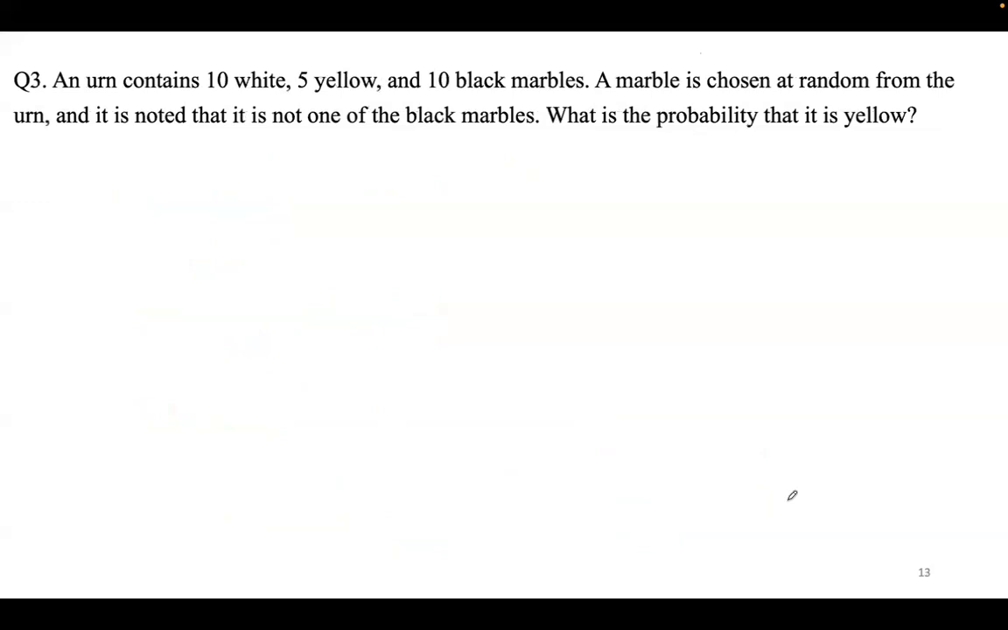Okay, another question, very similar to the last one. So an urn, which is, let's say, just a pot, contains 10 white, 5 yellow, and 10 black marbles. One marble is chosen at random from the urn, and it is noted that it is not one of the black marbles. What is the probability that it is yellow? Again, let's define two cases.